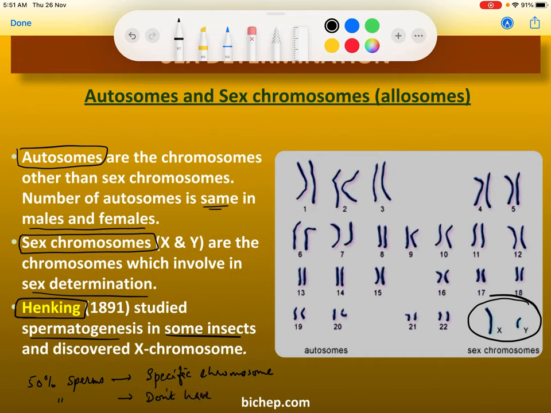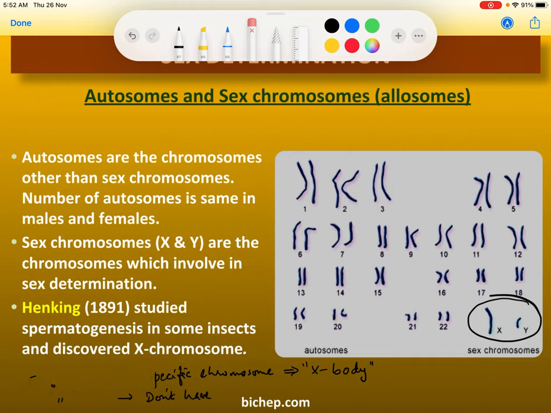Now, he gave the name X body to that chromosome. Later on, so many discoveries have been made on the X body, and it was finally concluded to be the X chromosome. So the X chromosome was discovered by Henking, right? So that is a brief history of the sex chromosome.